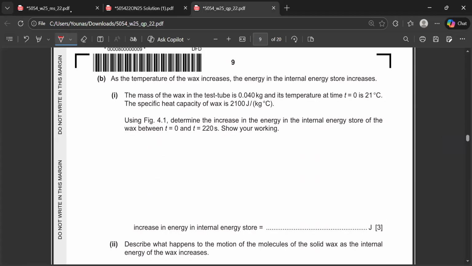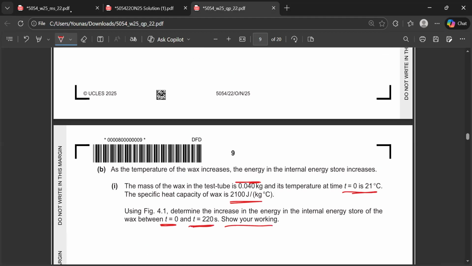As the temperature of the wax increases, the energy in the internal energy store increases. The mass of the wax in the test tube is 0.040 kg, and its initial temperature at the time t equals 0 is 21. The specific heat capacity of the wax is 2100 joule per kg per degree centigrade. Using figure 4.1, determine the increase in the energy in the internal energy store of the wax between t equals 0 and t equals 220 seconds. Show your working. Okay. So we have to look at that 220 seconds.